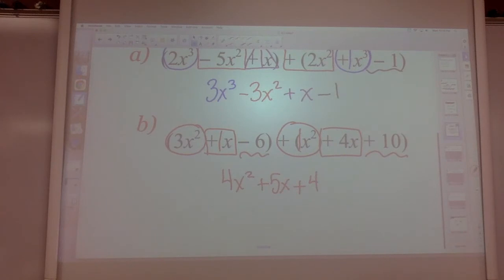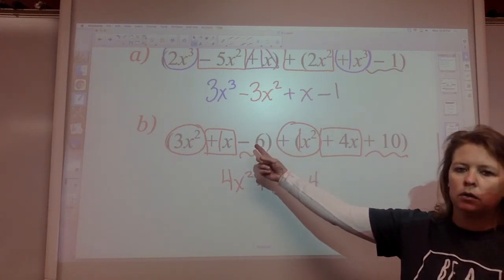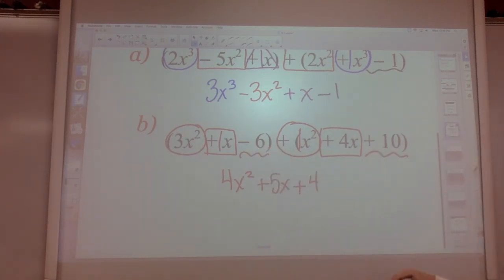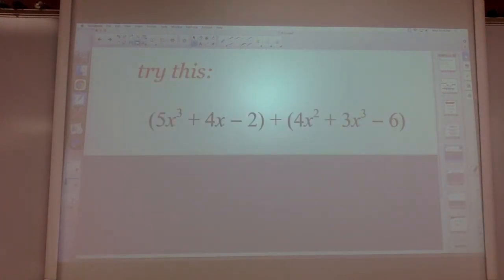See, so it looks complicated. It's not really that bad. And you're adding really small numbers. If you get stuck on a music calculator, don't screw up negative 6 plus 10 after all that work. Try this. Do it by yourself. Pause the video. When you come back, see if you got it right.